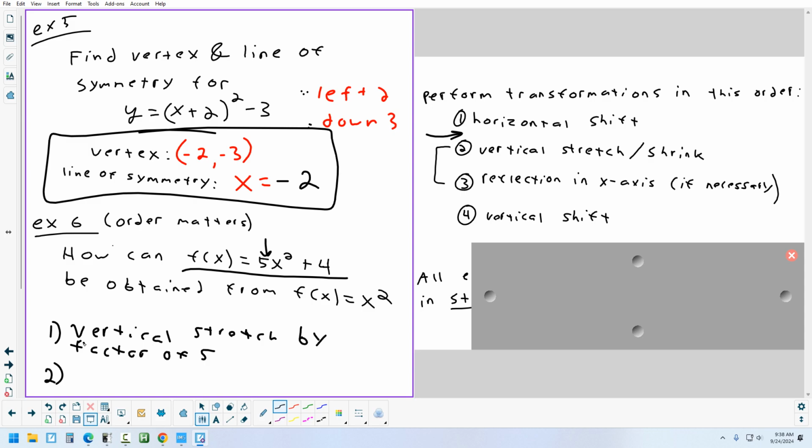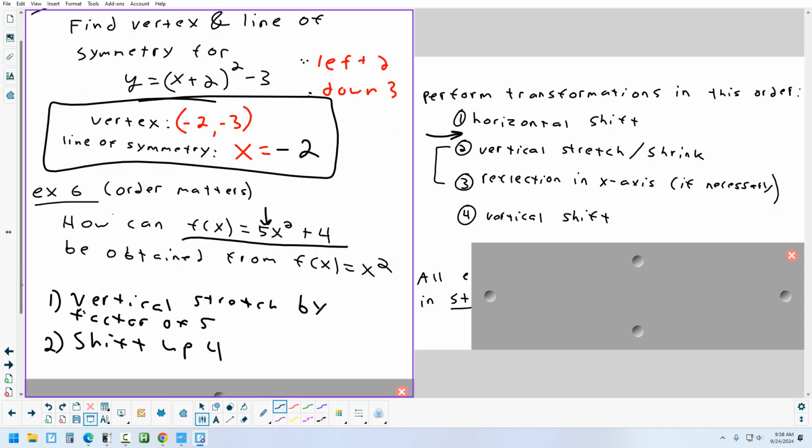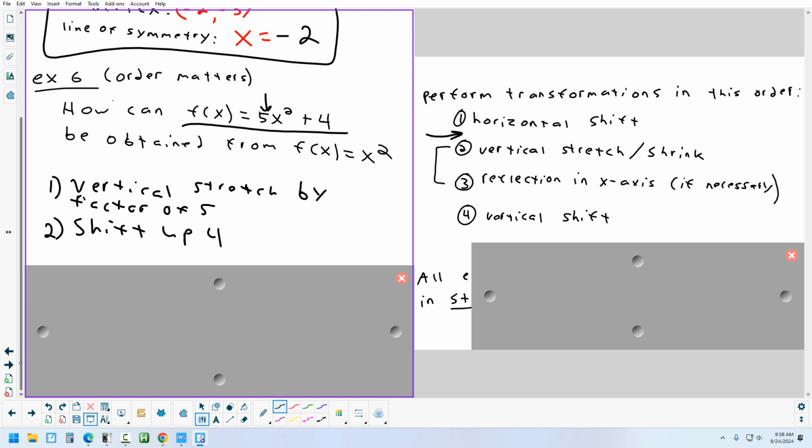Do we have a vertical shift? Yes. Which number is causing the vertical shift? 4. The 4. So can you tell me which way and how much? Right, 4. What kind of transformation is it? It's a vertical shift. Up. So shift up 4. There you go. So there's the 2 transformations for that one.